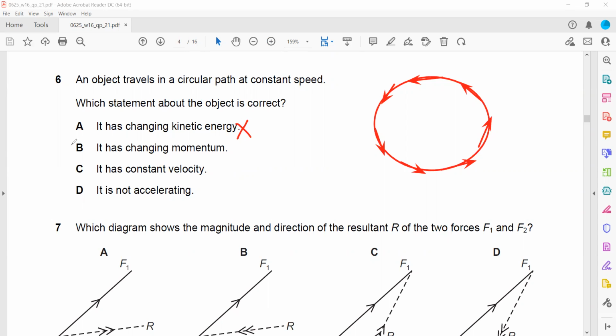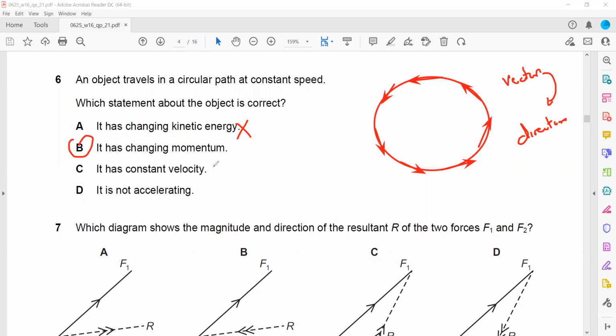Its momentum changes, that is true. Why? Because as it is moving, the direction changes. Momentum is a vector quantity, and vector quantities depend on magnitude as well as direction. So momentum, velocity, acceleration, they are always changing if the direction changes.